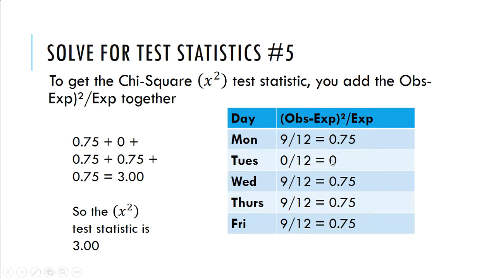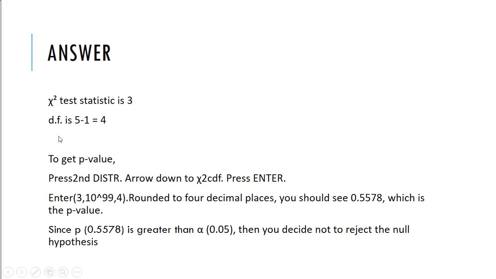And if you see here, here's the last part of that table. And then I just came over here and added it together. So the test statistic is 3. So my answer, my test statistic is 3. My degrees of freedom is 4.